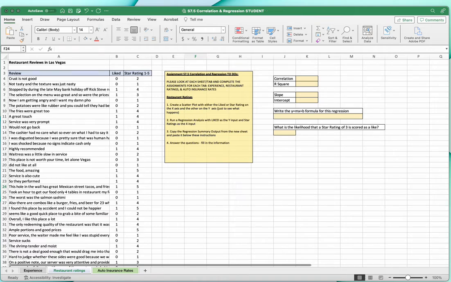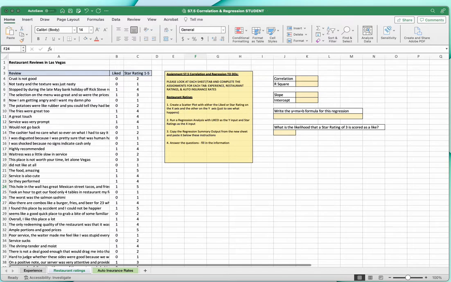I'll go over the restaurant ratings tab in assignment 7.5 on correlation and regression. The data comes from actual real reviews of a restaurant in Las Vegas. I won't tell you which one, but it's one of the big ones on the Strip. I pulled them off a website that showed hundreds and hundreds of reviews, but we only chose about 120 of them for this.